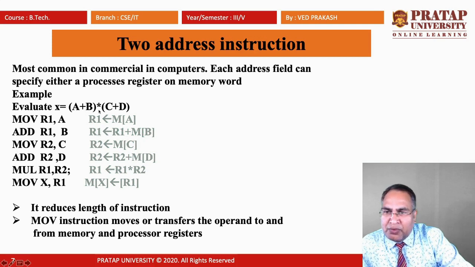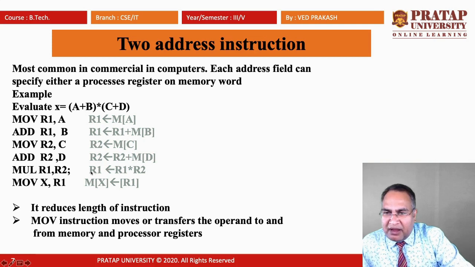Now, to perform C plus D, we again use the move instruction and we take the contents of memory location C and place them in register R2. Using the add R2 D, we take the contents of memory location D and add them with register R2, and the result is again placed into register R2. So that is the two address add instruction.